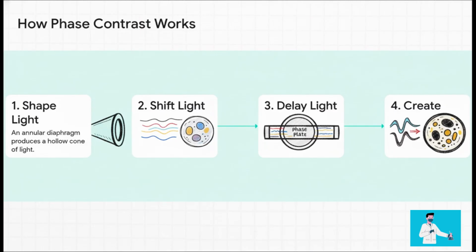Let's walk through it. First, a special diaphragm shapes the light into a hollow cone. As that cone of light passes through the cell, some of those light rays get slightly delayed. That's our phase shift. Now, here's the genius part. A special phase plate inside the objective lens intercepts only those delayed rays and slows them down even more. So when all the light waves finally recombine, the twice-delayed waves are now perfectly out of sync with the others. This causes them to interfere and basically cancel each other out. And just like that, an invisible timing difference is turned into visible darkness and contrast. It's an absolutely brilliant solution.